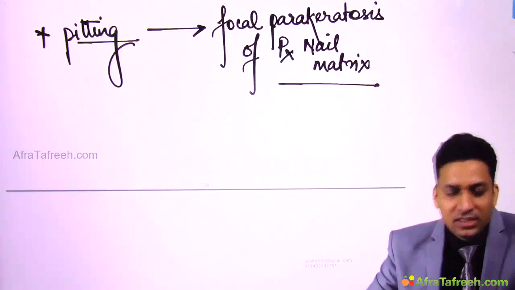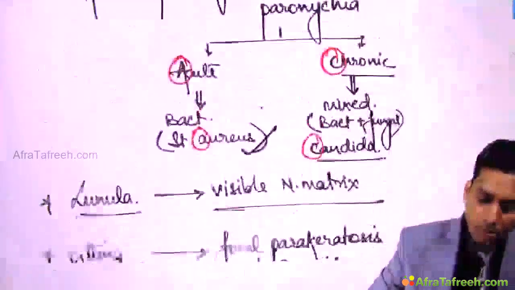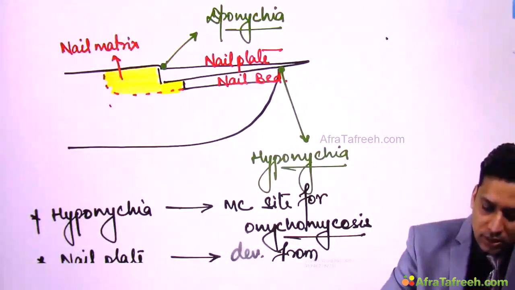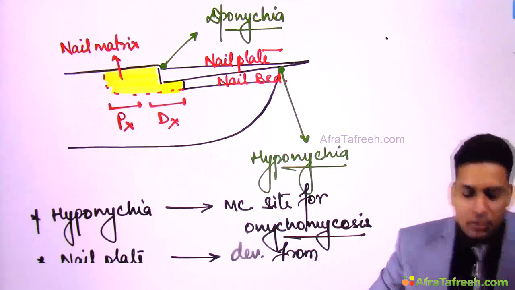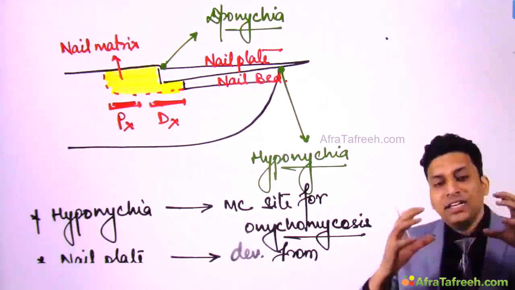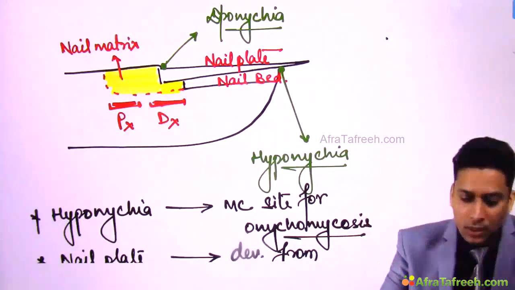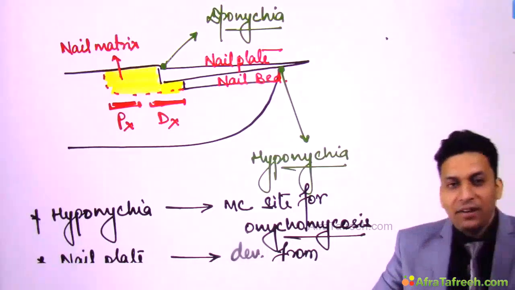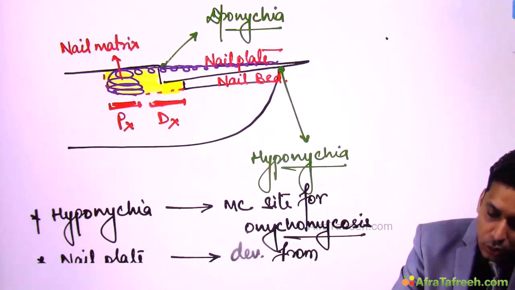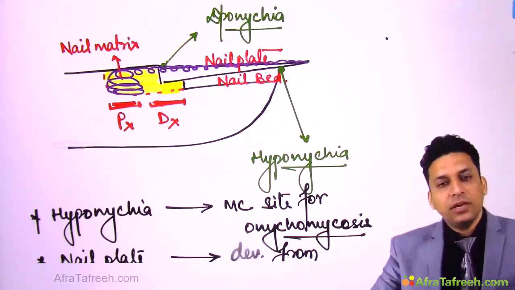Okay, let us try to understand this. Proximal and distal nail matrix. See, this is proximal and this is distal. So this is the nail matrix, this is the proximal part and this is the distal part. I told you that the nail matrix forms the nail plate. When the nail matrix forms the nail plate, this proximal part forms the dorsal portion of the nail plate. Okay, understood?